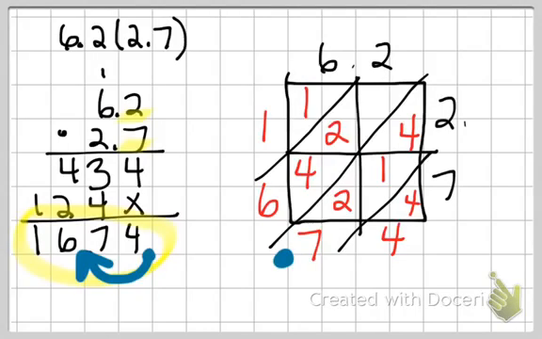Following the lattice method, you set up your box properly. You can see that the numbers in the sequence are the same. You make sure that your decimal starts here, and then you move accordingly.